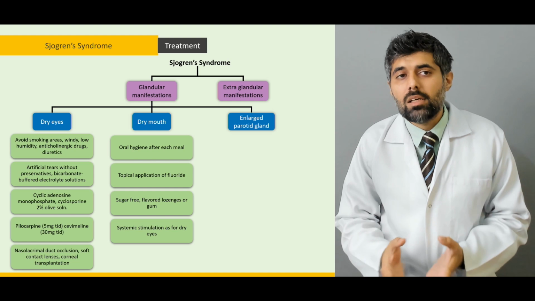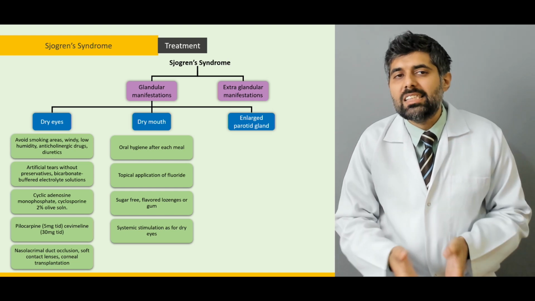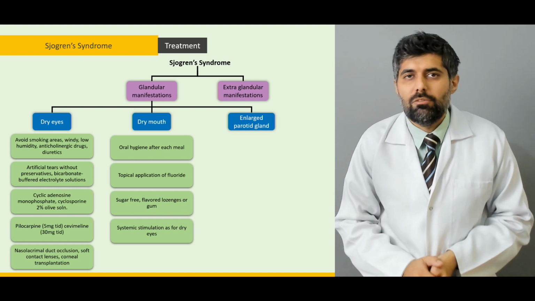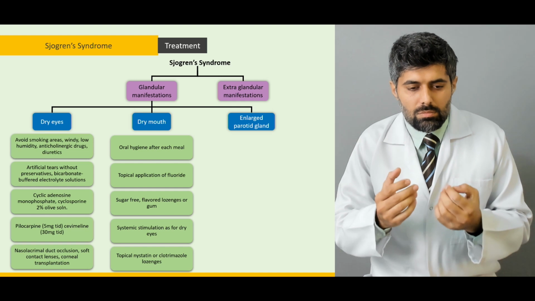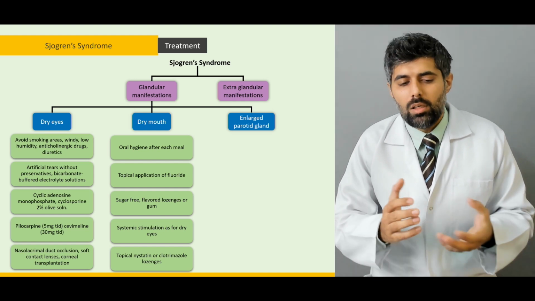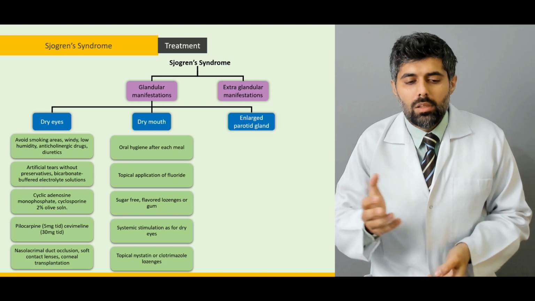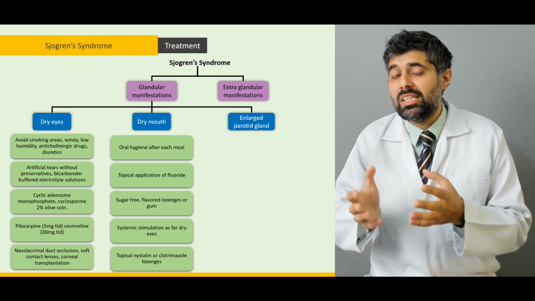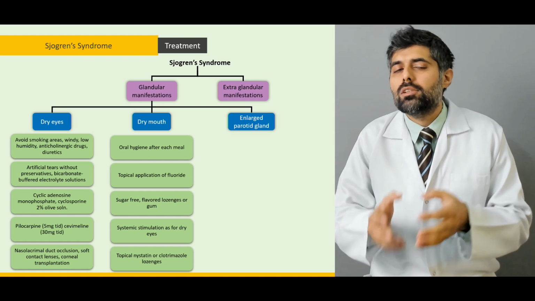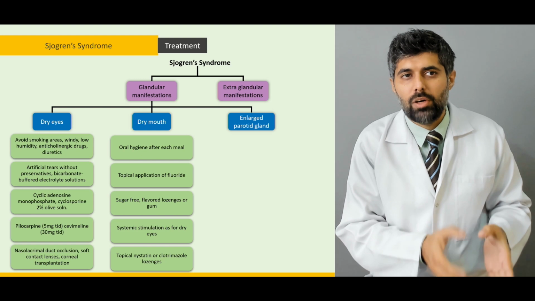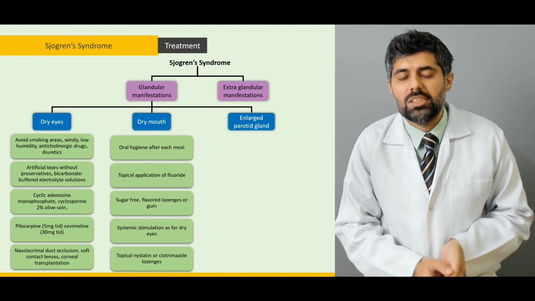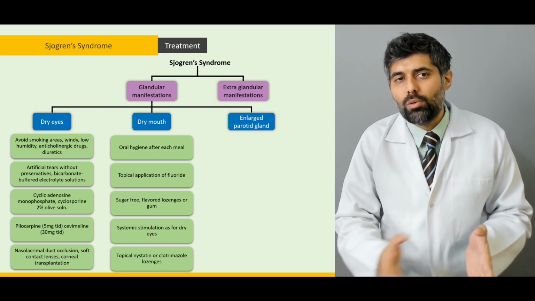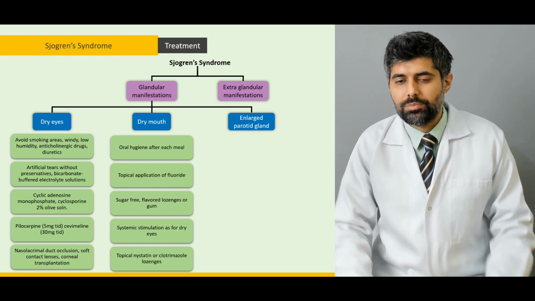As for the systemic stimulation, it is the same as the dry eyes. We give both the pilocarpine and the cevimeline. Next, we can also give topical statin drops and clotrimazole lozenges. Clotrimazole is an antifungal agent in case the corneal ulcers have fungal infection, or topical nystatin if we suspect the corneal ulceration is moving towards fungal infection.